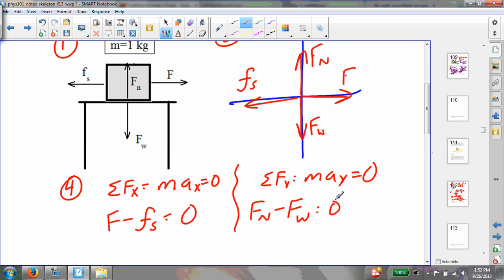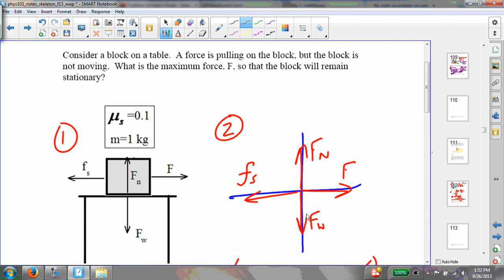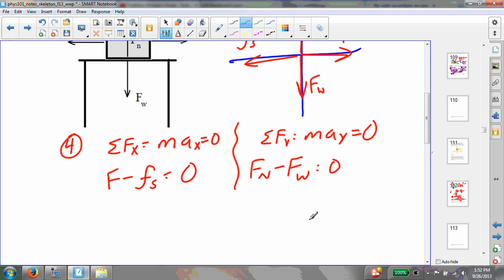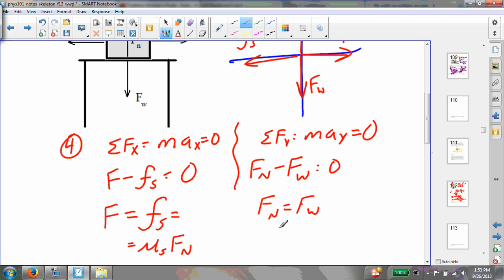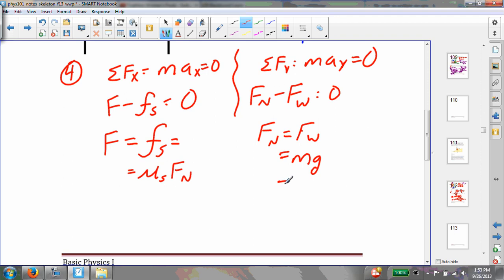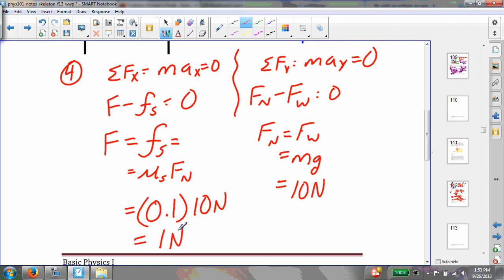All right, the coefficient of static friction is given. I want to know the maximum force, so I want to find F. The maximum force without moving the block is equal to the static frictional force, and that static frictional force is equal to mu_s times my normal force. I don't know my normal force, so I'll go over here, and I can find that the normal force is equal to the weight, which is equal to the mass times gravity. My mass was 1 kilogram, so that's 1 times 9.8 meters per second squared, or I'll just call it 10 newtons. That's my normal force, and now I can find my force. I have a coefficient of 0.1 times my normal force of 10 newtons, so it's just 1 newton. So the force required to move that block from the table is just 1 newton.